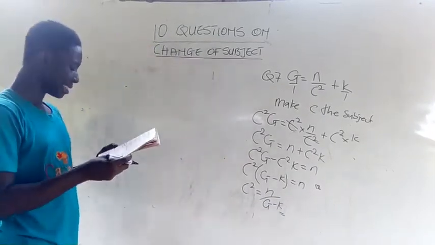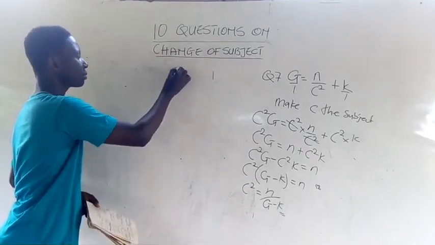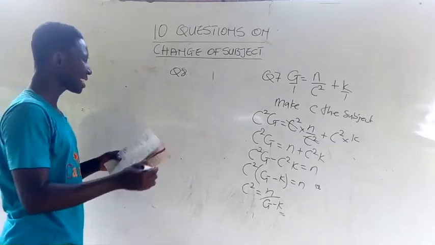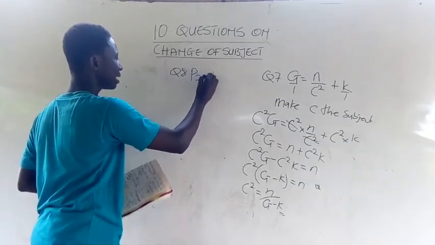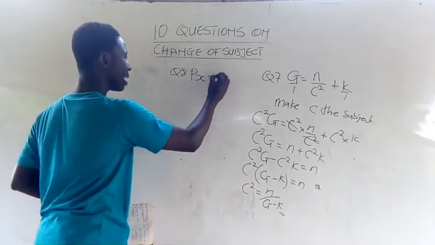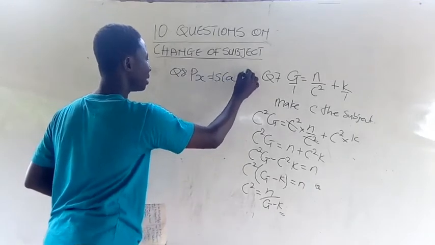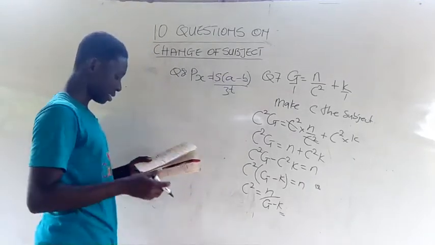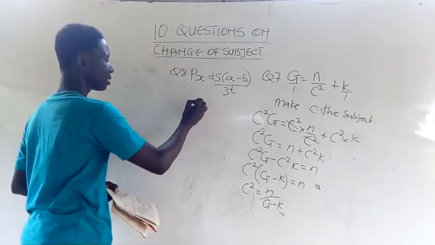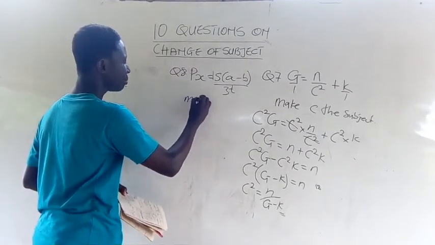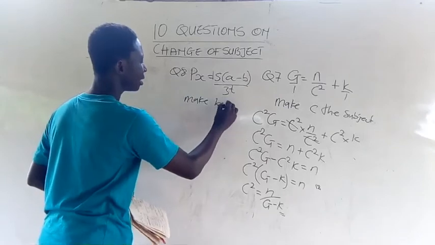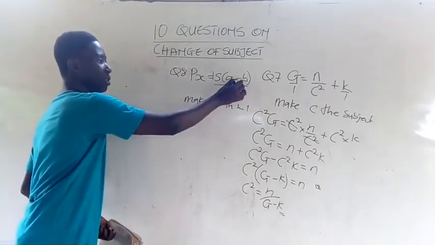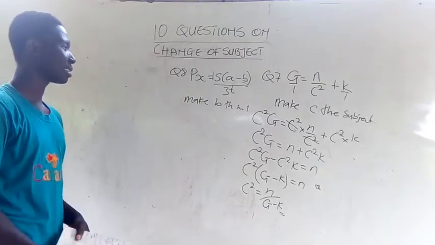Question number 8. If px is equal to s into a minus b all over 3t, we have to make b the subject. We are making b the subject. So we have to find this b over here. We are making it the subject.